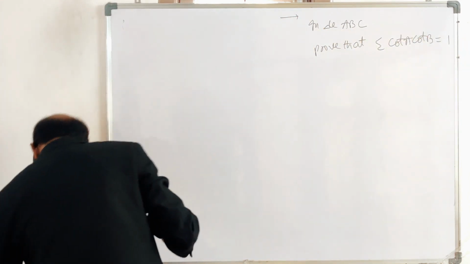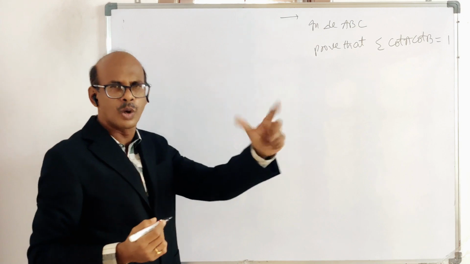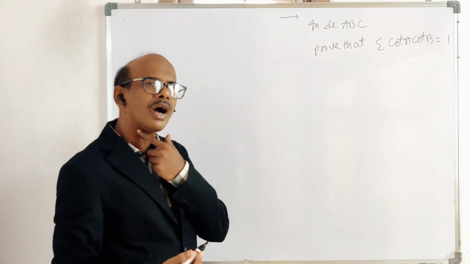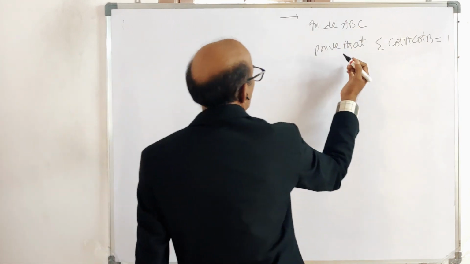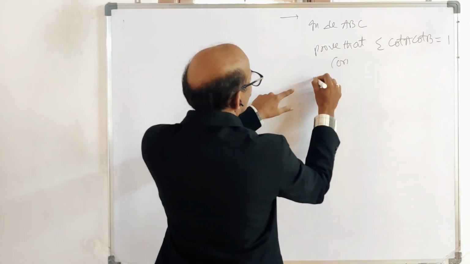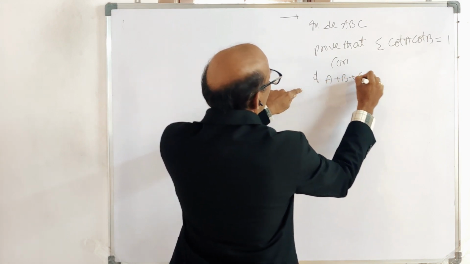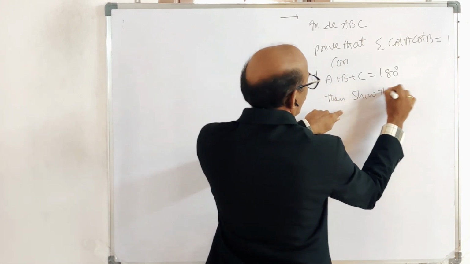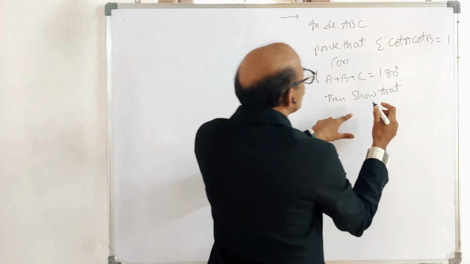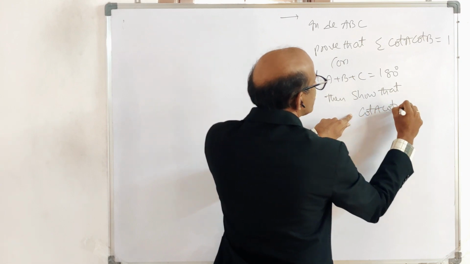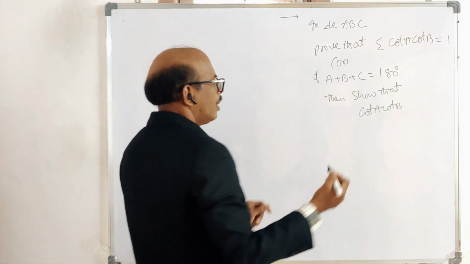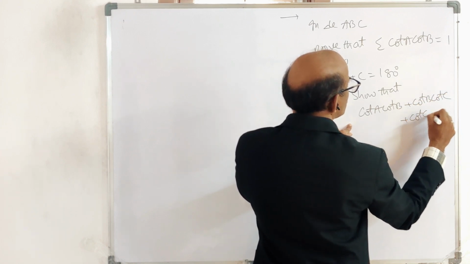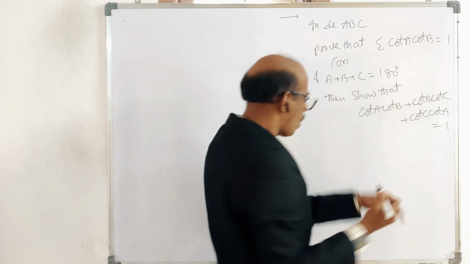One more conditional identity I am going to prove now. My dear student, your attention and concentration are required. In triangle ABC, if A plus B plus C equals 180, then show that the cyclic order sum cot A cot B plus cot B cot C plus cot C cot A value is equal to 1.